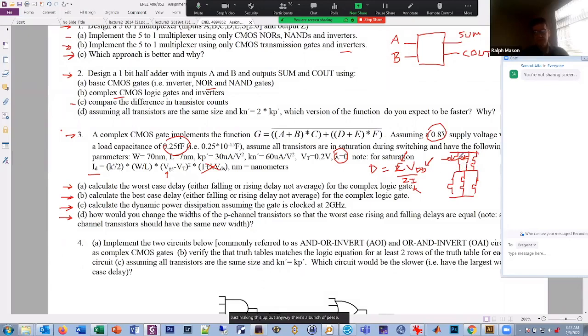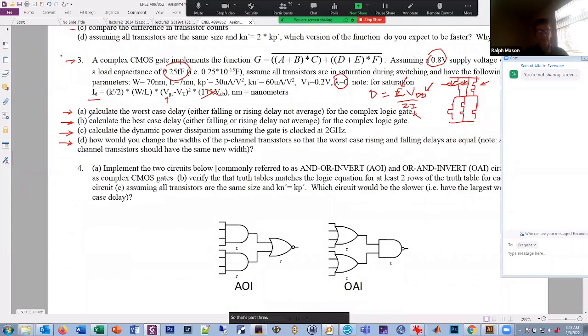They have some delay, a bunch of N's. The worst case is through one of the worst case paths, whatever it is. And I want to change the widths of the P. So I'm going to change these, either make them bigger or smaller, keeping all the W's the same, so the worst case rising and falling delays are equal. Okay. So that's part 3.